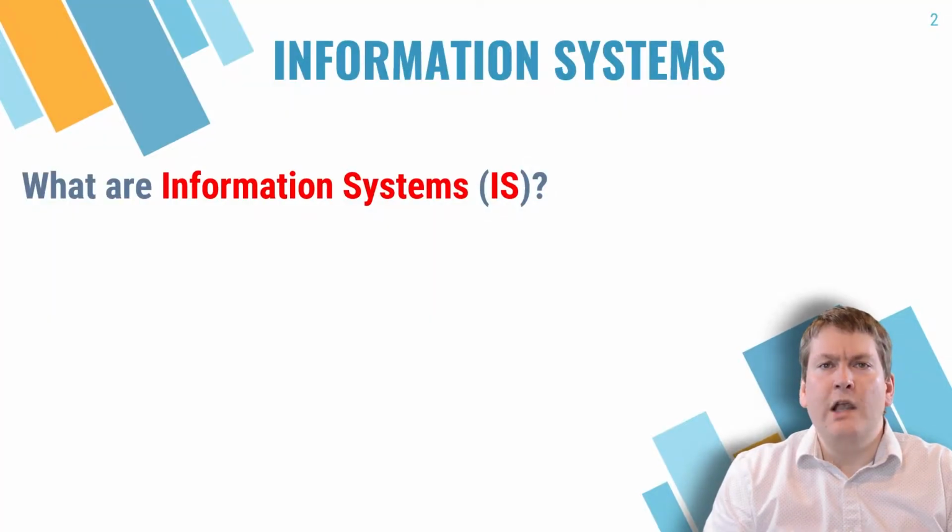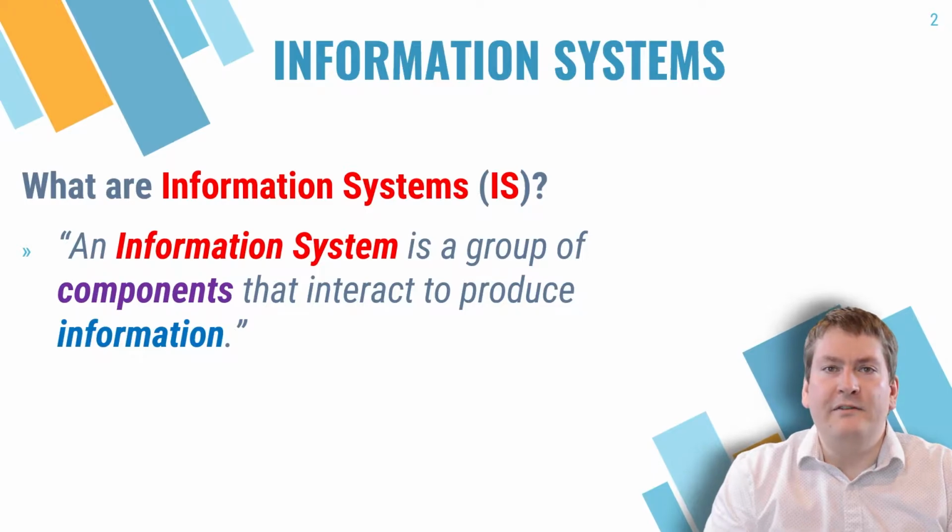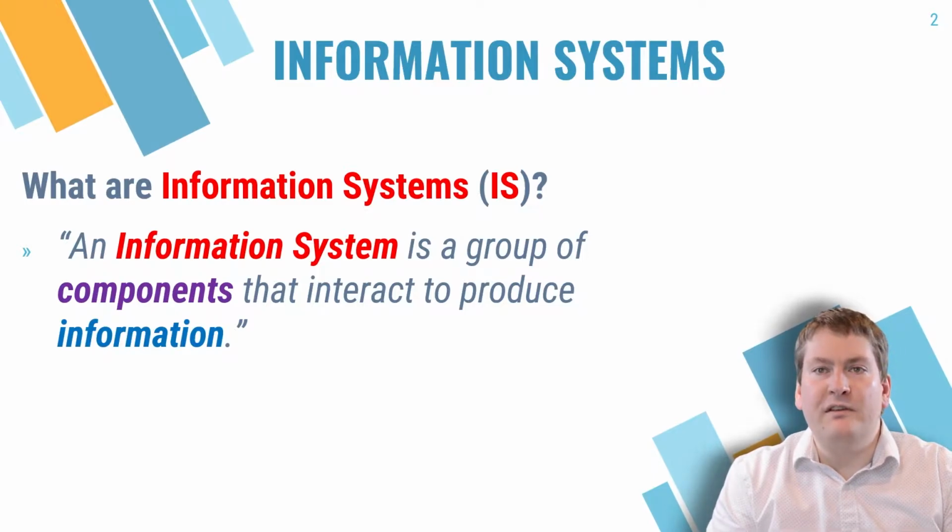To start with, we should talk about what's in the course title, Information Systems, or IS for short. So that sounds impressive, but what exactly are information systems? And what do they have to do with business? Well, our course textbook gives us the definition shown here. An information system is a group of components that interact to produce information.